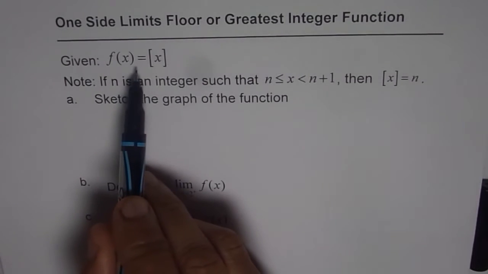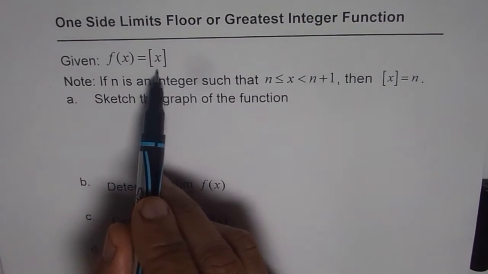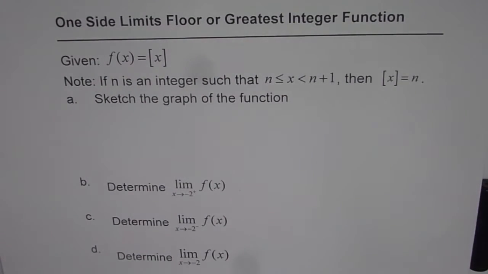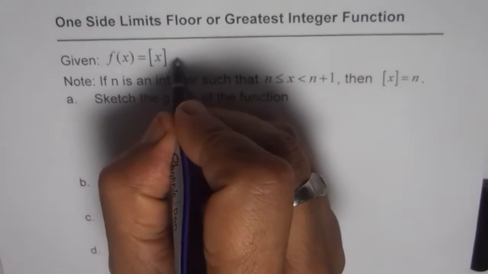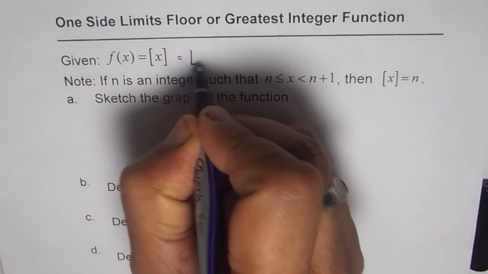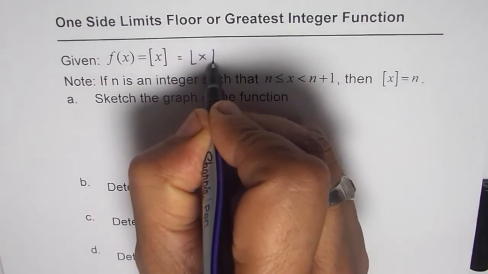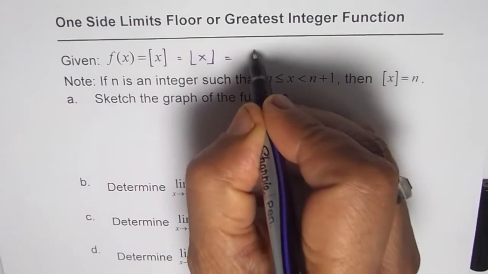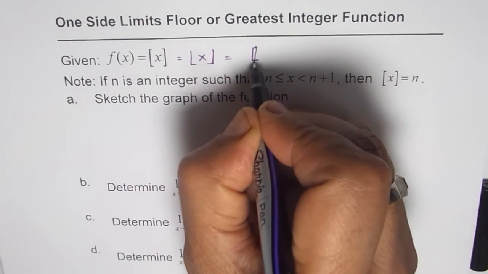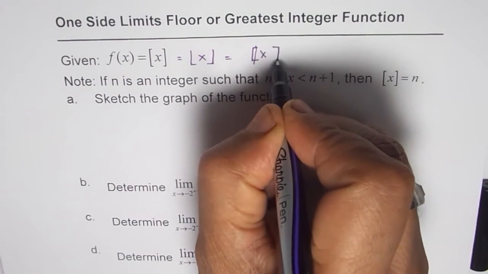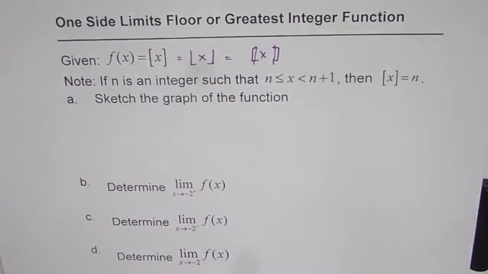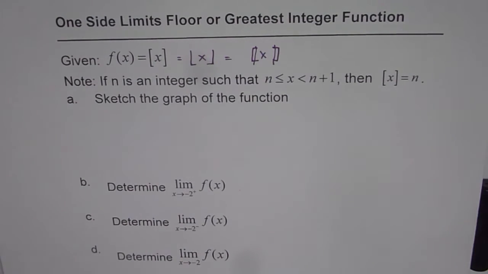Given f of x equals the greatest integer function, that is one way of representing it. The other way is we could also write this as a floor function, which looks like this. At times you may also see this symbol for the greatest integer function, but all represent the same thing, the greatest integer function or the floor function.